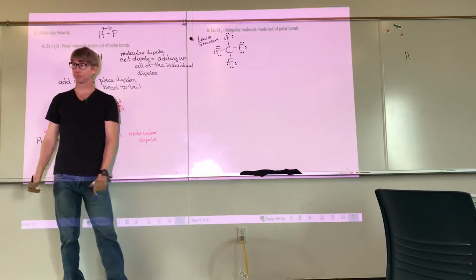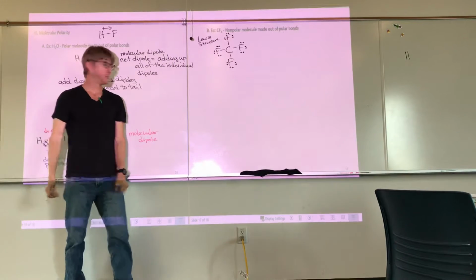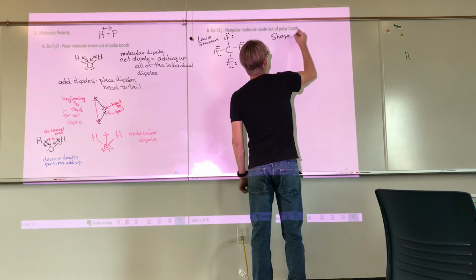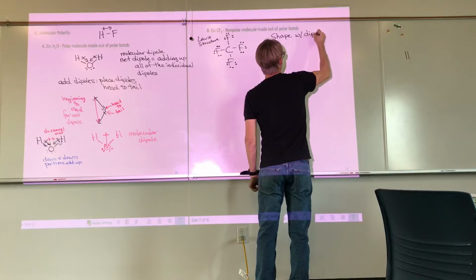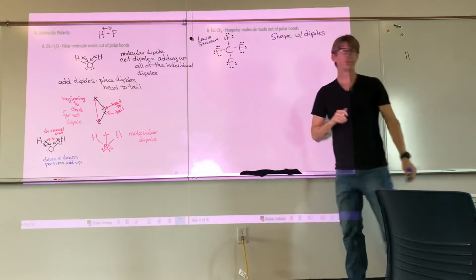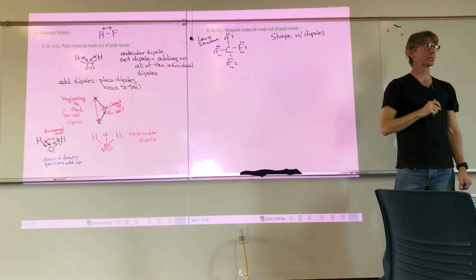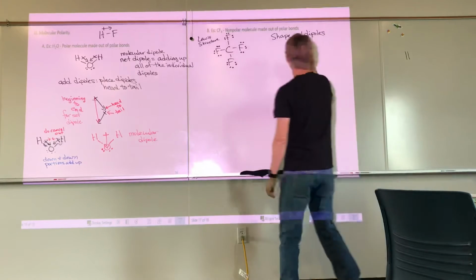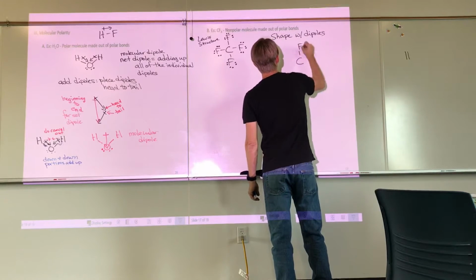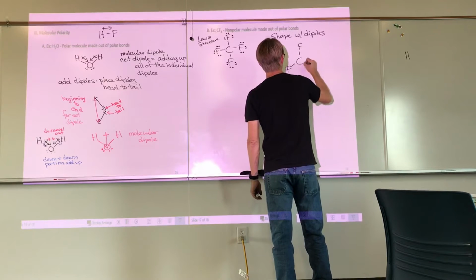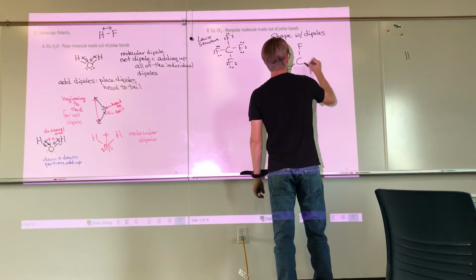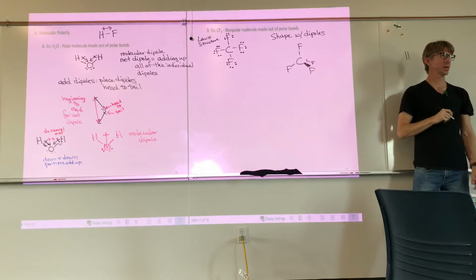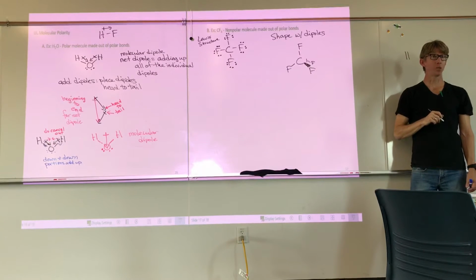There's the Lewis structure. Now let's draw the shape with dipoles. This is tetrahedral. This would be a great one to put on your third exam. There's the shape at least, drawn the one way.